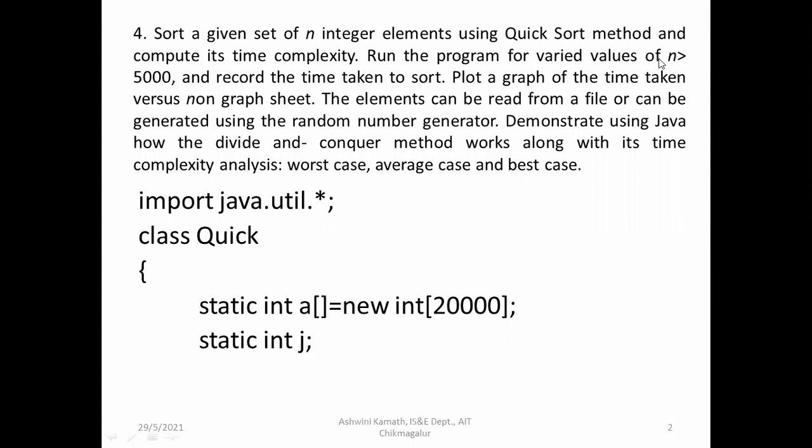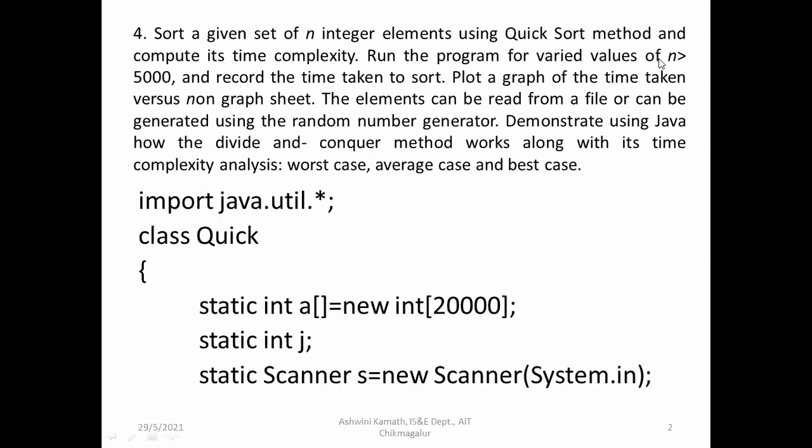Then static int j, this is used to hold the pivot element position. Then static Scanner s. I told you Scanner is a built-in class used to read the input from the keyboard. So Scanner s is equal to new Scanner of System.in. New Scanner of System.in will create an object of type Scanner.